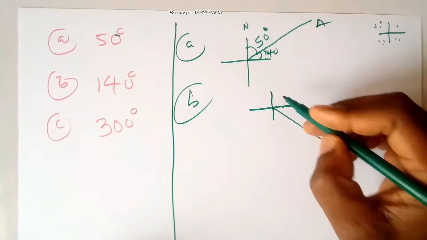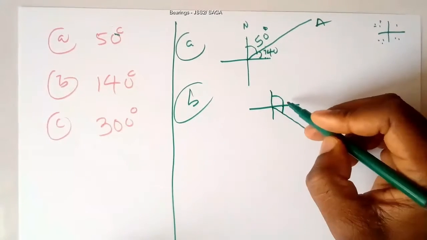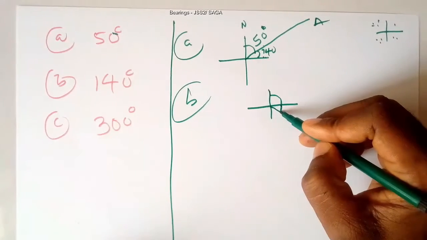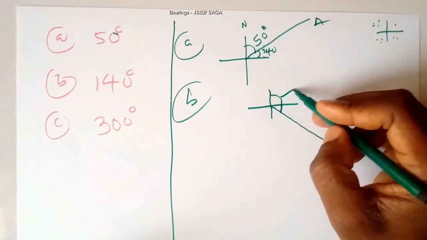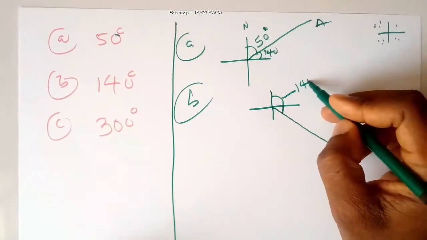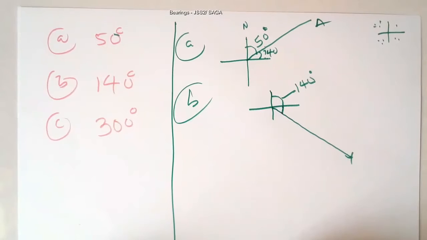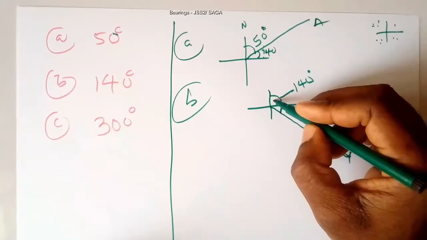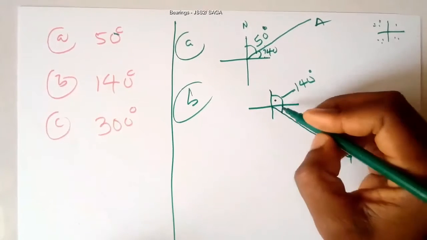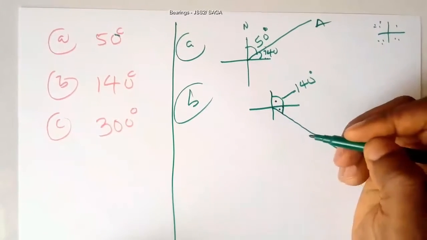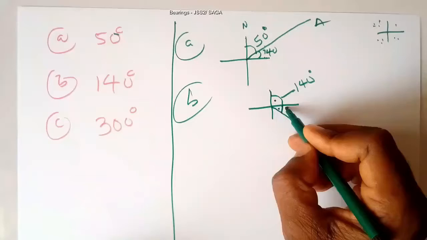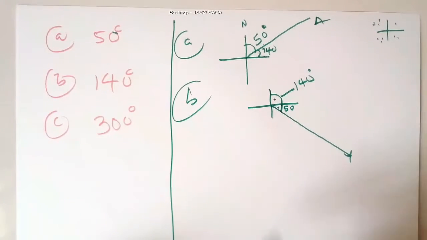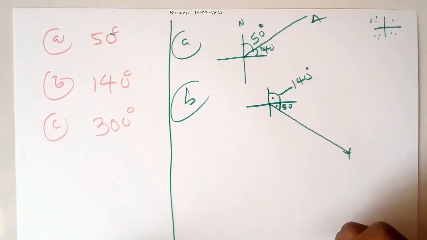From here to here is 90, and from here to here is 50. So this bearing is 140 degrees. If that is the case, this part is 90, then this part should be 50, because 50 plus 90 is 140. So all these things are very necessary while solving bearing.